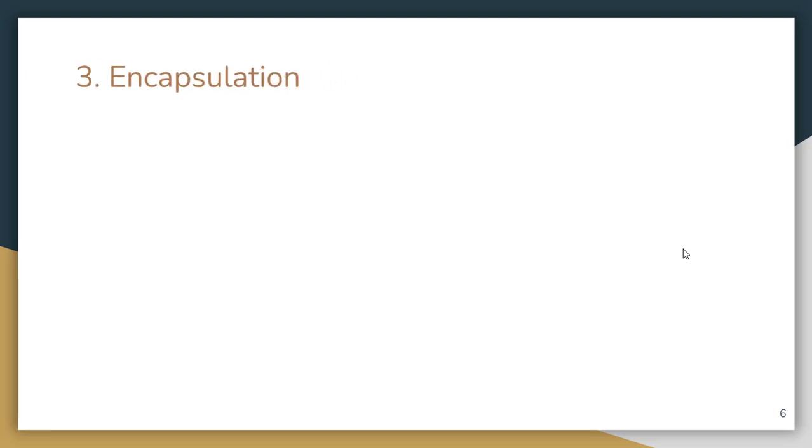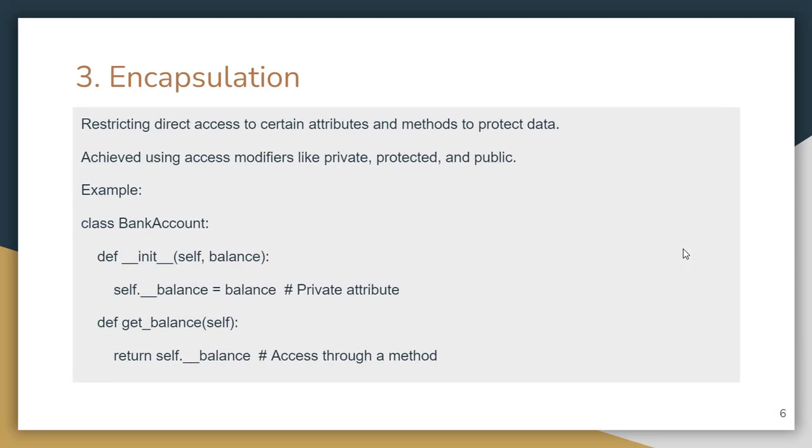Next feature is encapsulation. Encapsulation is an important object-oriented feature. Encapsulation means restricting direct access to certain attributes and methods to protect data. It is achieved using access modifiers like private, protected, and public. Let's see with an example. Class BankAccount.